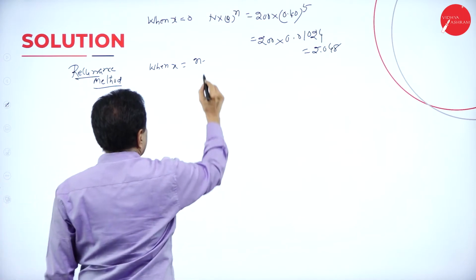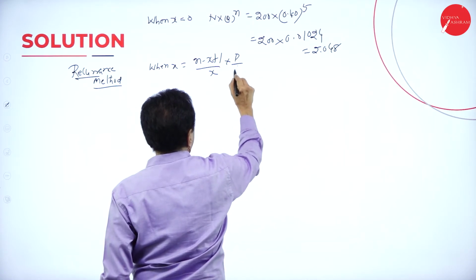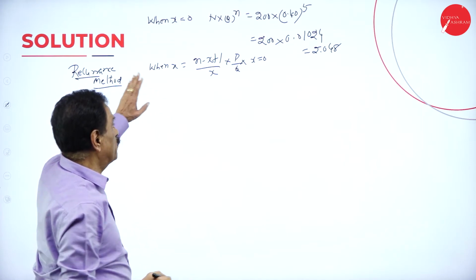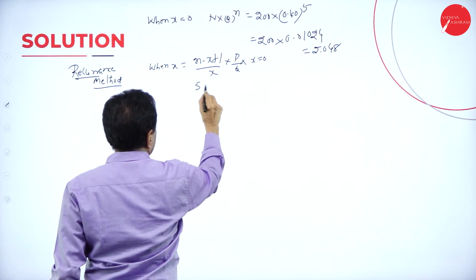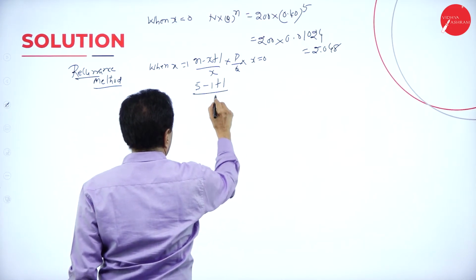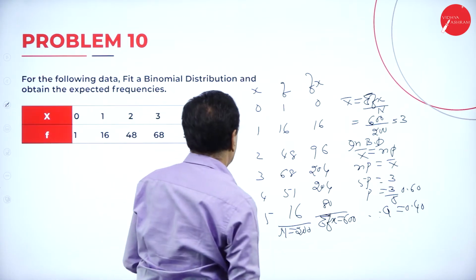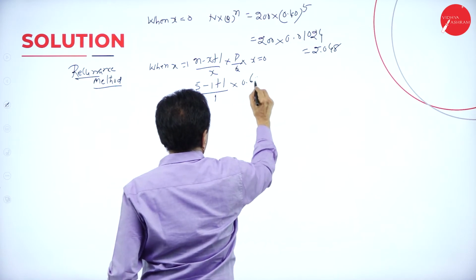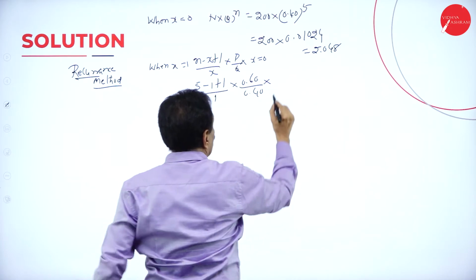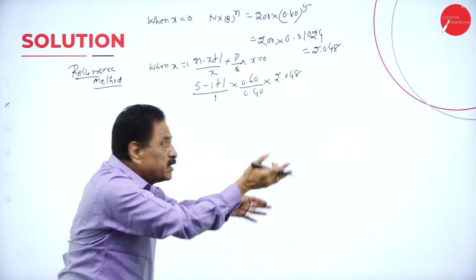The formula is (n minus x plus 1) divided by x, into p divided by q, into f of x0. What's your n? How many items are there? 5. Minus x is equal to 1, plus 1, divided by 1. What's your p? You calculated p already. P is 0.60, q is 0.40, into, what's the x0 value? 2.048. Recurrence method: the last answer you have to take here.